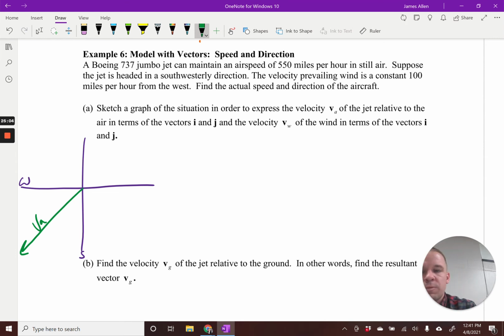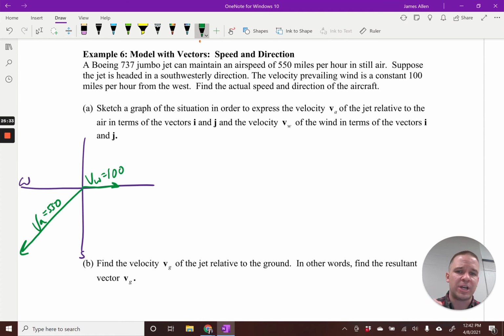Now the wind is going from the west, okay? And then this was 550, right? There we go. And from the west means it's going from west to east. So this is the velocity of the wind. We'll do a W equals 100. There we go. All right. So it's going from the west to the east. You've got to be careful with reading that. So we've got the graph of the situation in order to express the two of those, okay?